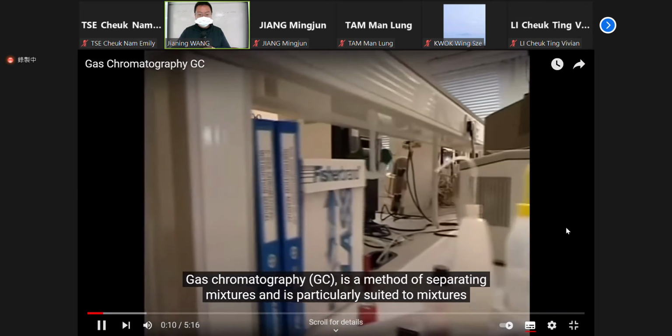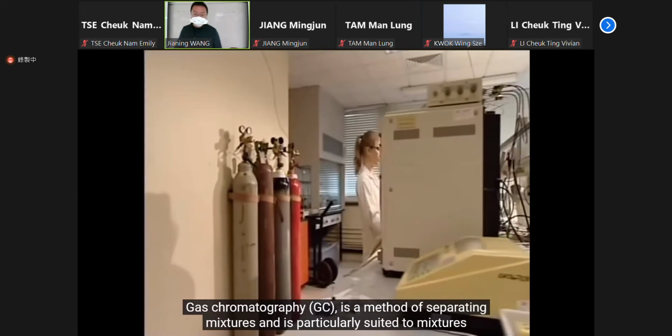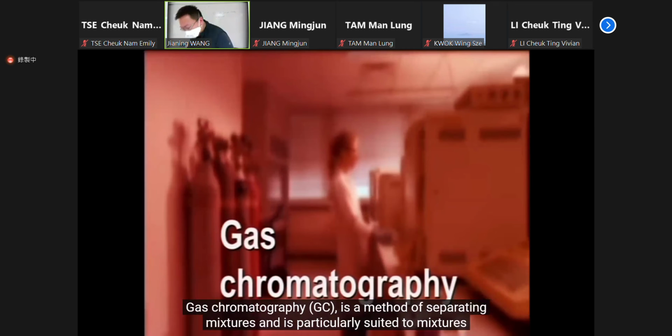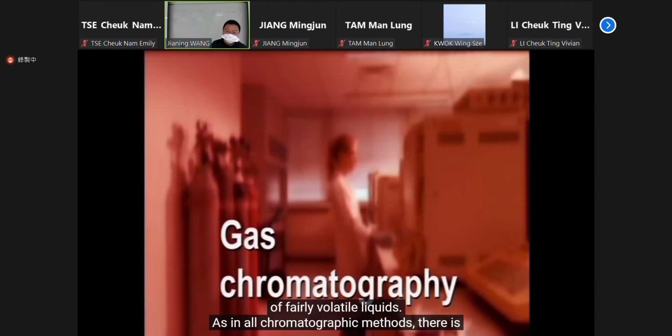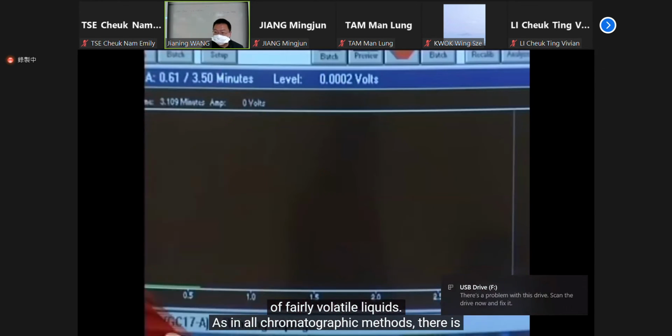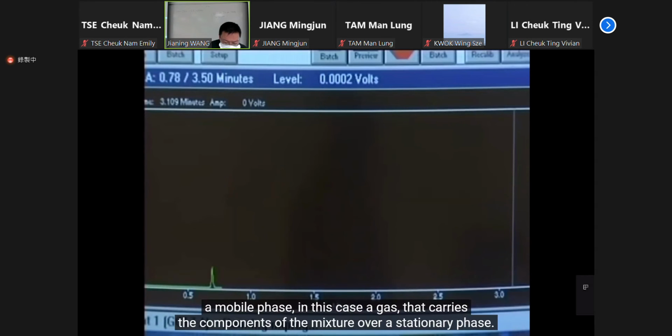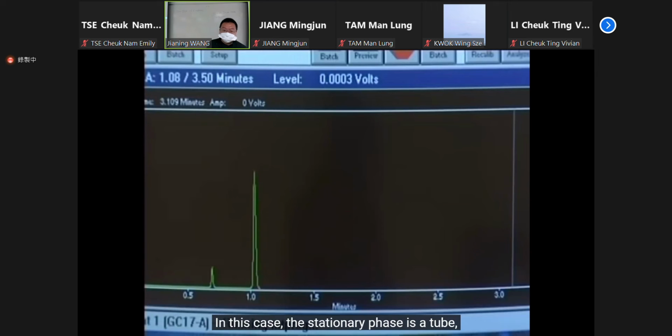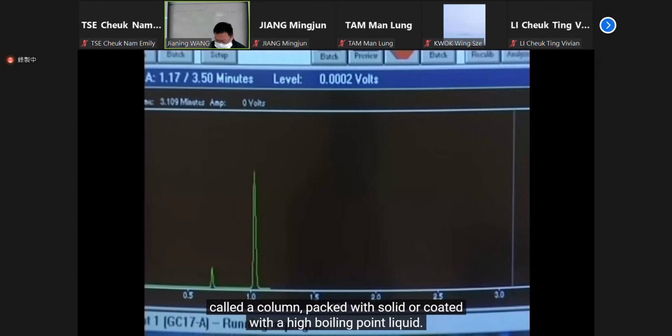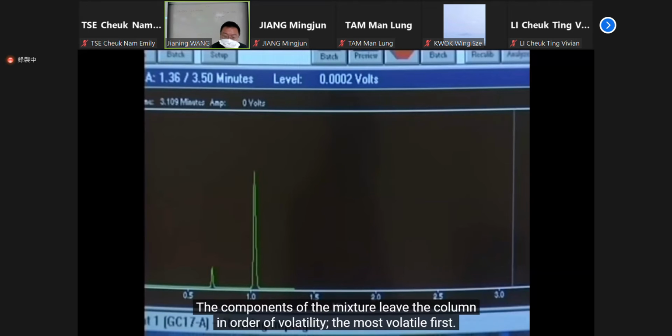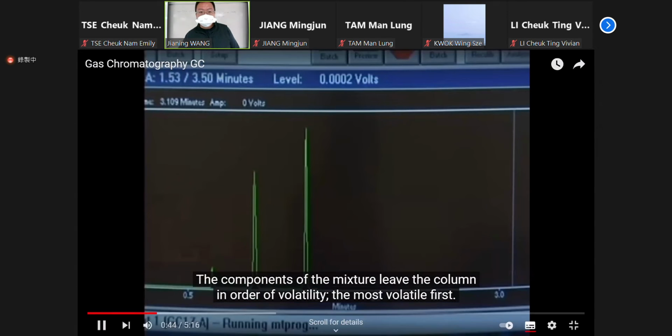Gas chromatography, GC, is a method of separating mixtures and is particularly suited to mixtures of fairly volatile liquids. As in all chromatographic methods, there is a mobile phase, in this case a gas, that carries the components of the mixture over a stationary phase. In this case, the stationary phase is a tube called a column, packed with solid or coated with a high boiling point liquid. The components of the mixture leave the column in order of volatility, the most volatile first.